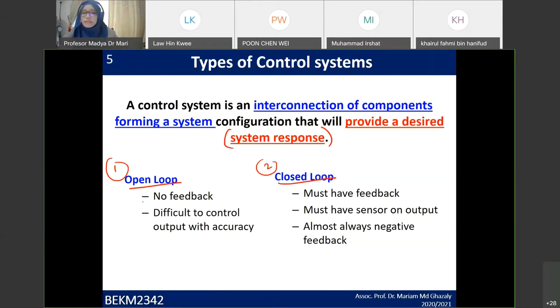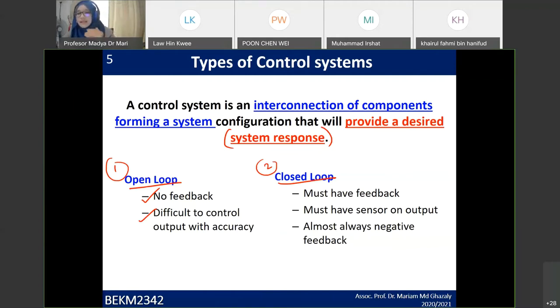For the open loop, you do not have feedback. Later on I will explain what it means to have no feedback. It is difficult to control output with accuracy. Remember just now I explained that if you have a complete control system, then the end-to-end will be connected to each other. In open loop, that means there is no feedback, no negative feedback underneath, there's no connection there.